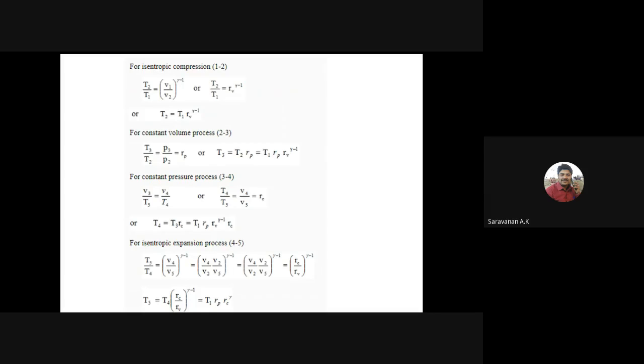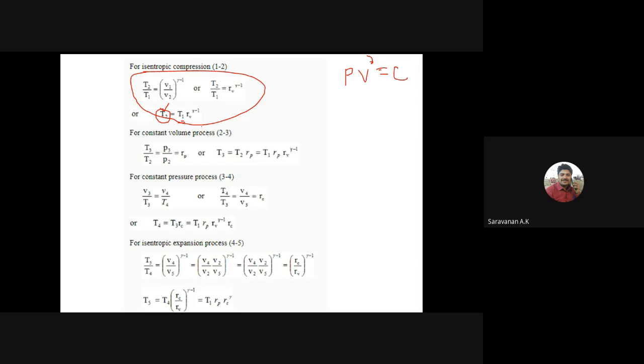We already know that process 1 to 2 is an adiabatic compression process, so we use the formula PV^gamma equals C. As in the Otto cycle and Diesel cycle, we can derive the same formula which we studied earlier. So T2 equals T1 times the compression ratio to the power gamma minus 1, which gives the T2 temperature in terms of T1.